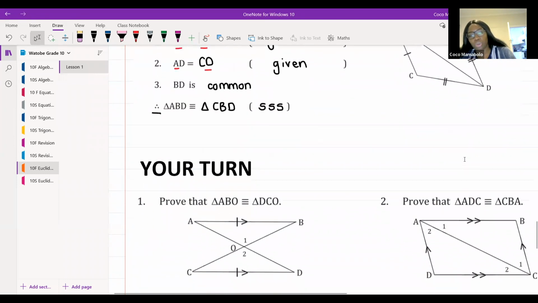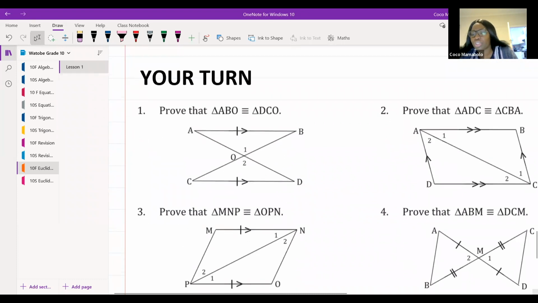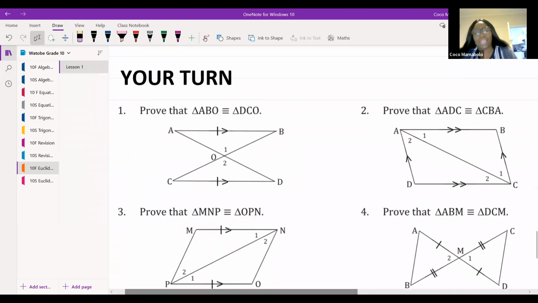Because we're going to do another one of these. All right, it's your turn. Now, let's have a look at number one. I'm going to help you guys through this one. Just make sure that we remember the steps.